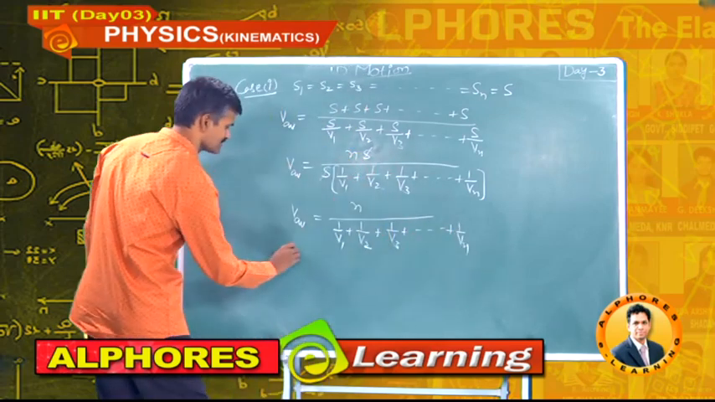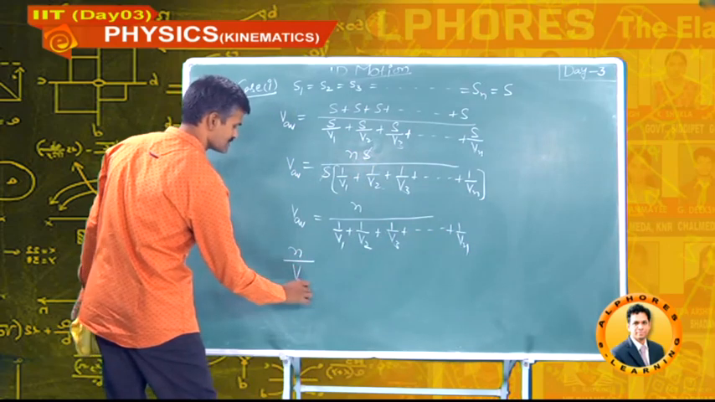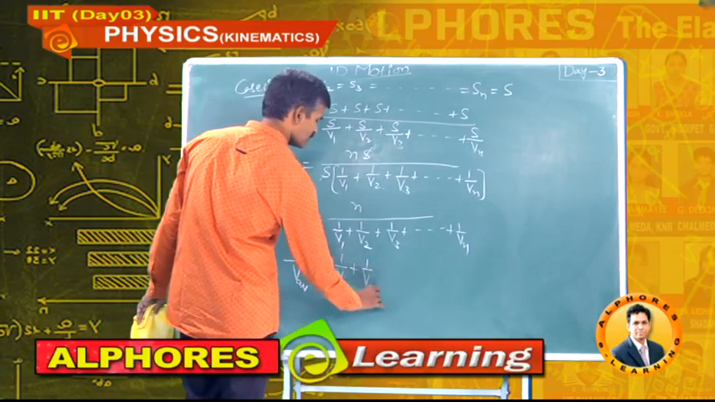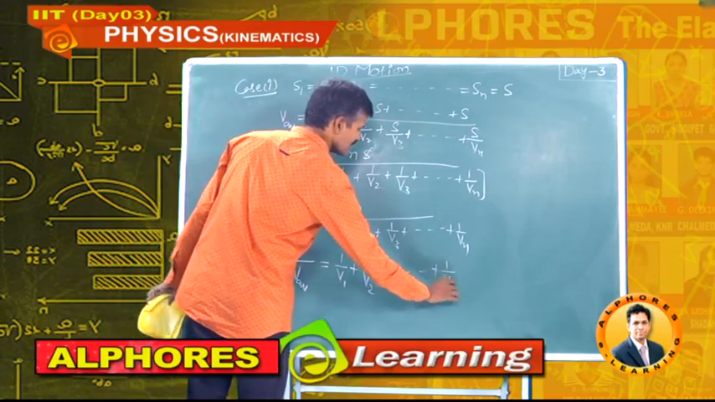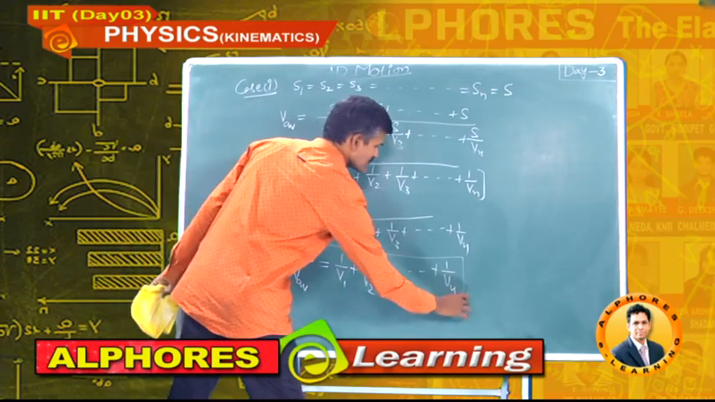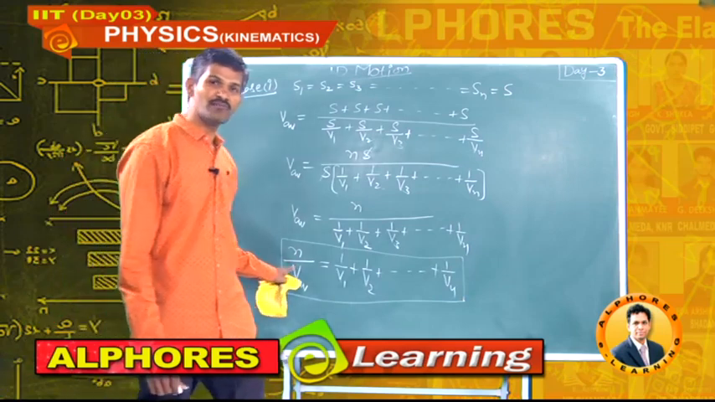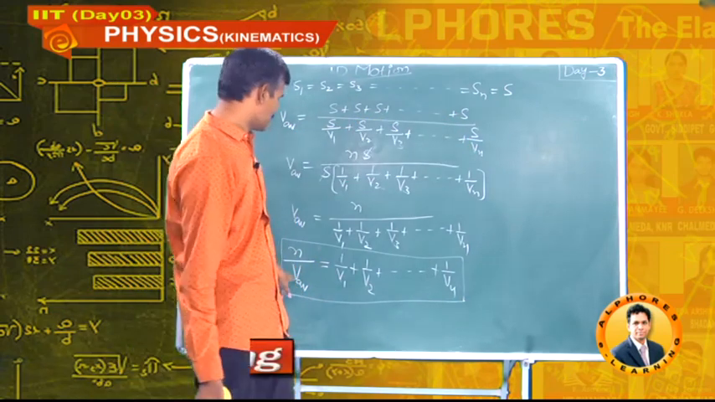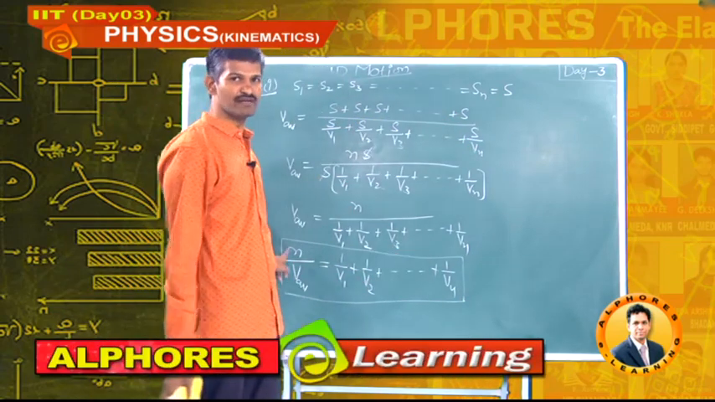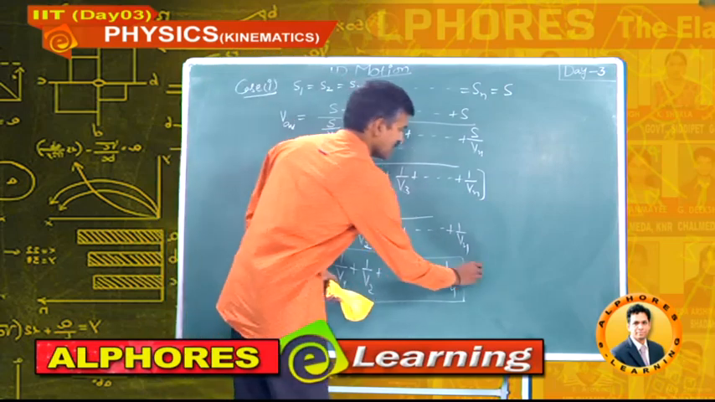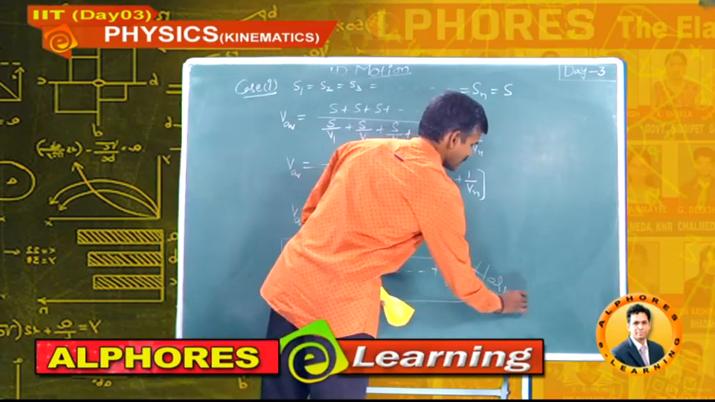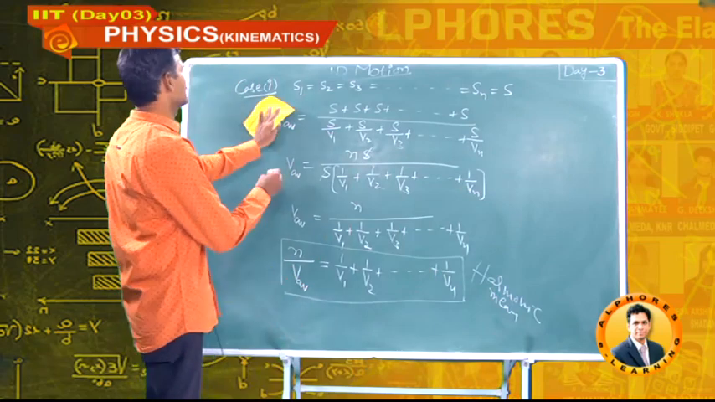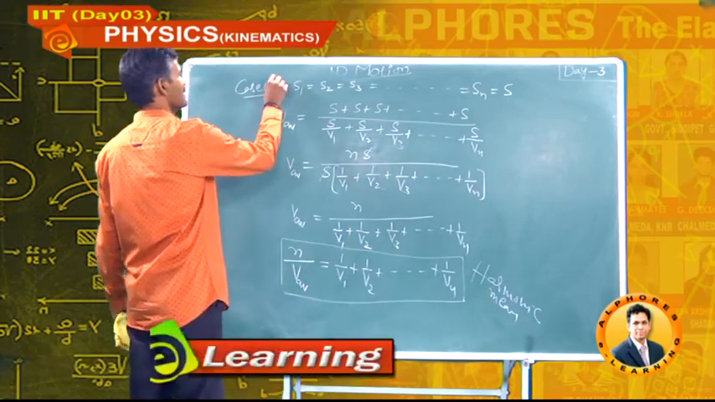It can also be written as n by V average is equal to 1 by V1 plus 1 by V2 plus and so on plus 1 by Vn. What is this? This is the harmonic mean. So, if the distance travelled by the particles is the same, then the average speed for different intervals is the harmonic mean of the velocities. In this case I am considering one more case, that is case 2.